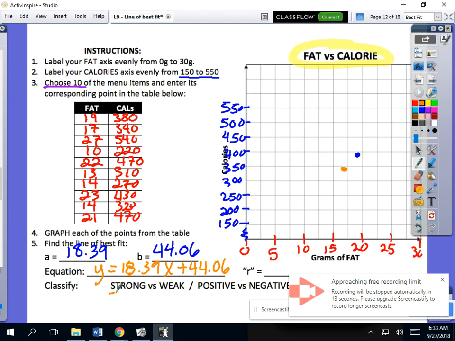And then last but not least, if we look at our correlation coefficient, our correlation was 0.966. That is really strong, and it is definitely positive because as the number of grams of fat goes up, our number of calories goes up as well. So keep practicing that. Watch it again if you need to. Good luck.